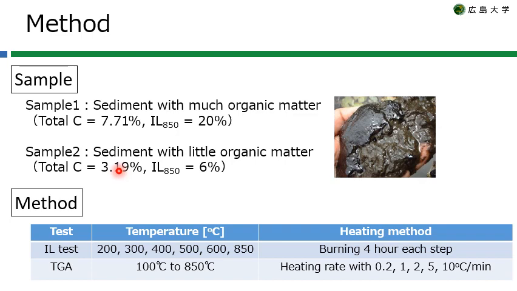with a 75 micrometer filter. In the IL test, the sample was burned at 200, 300, 400, 500, 600, and 850 degrees, and the burning time was 4 hours at each step. In TGA, the sample was burned continuously from 100 to 850 degrees. A heating rate of 5 or 10 is generally used. However, in this study, heating rates of 0.2, 1, and 2 were also used.